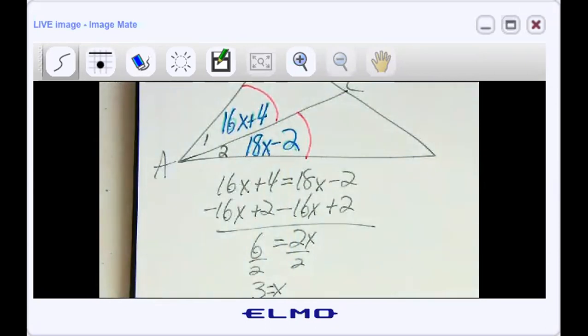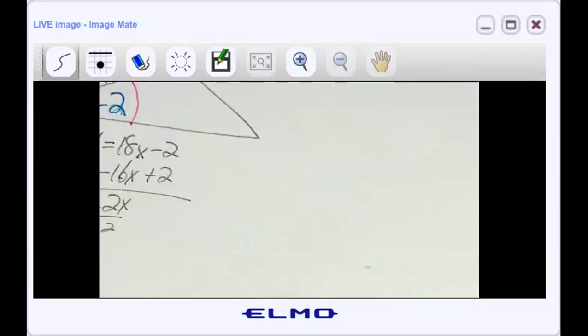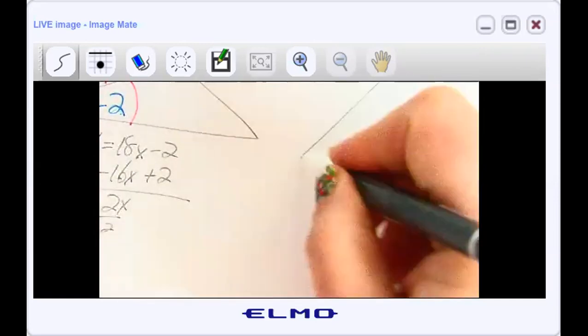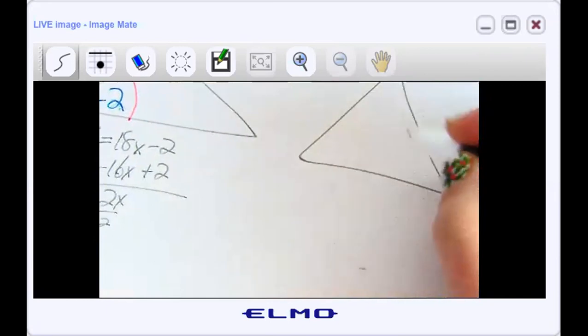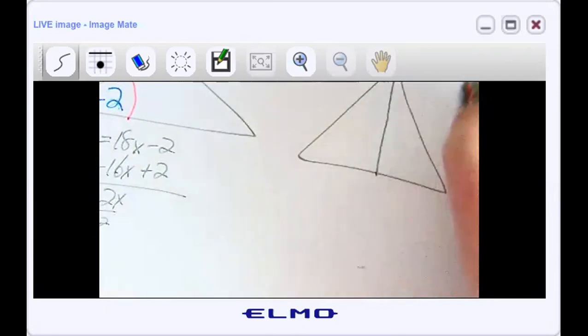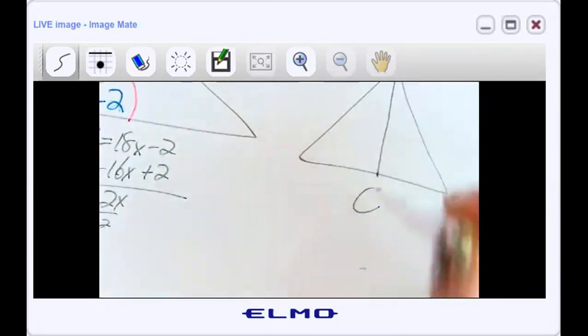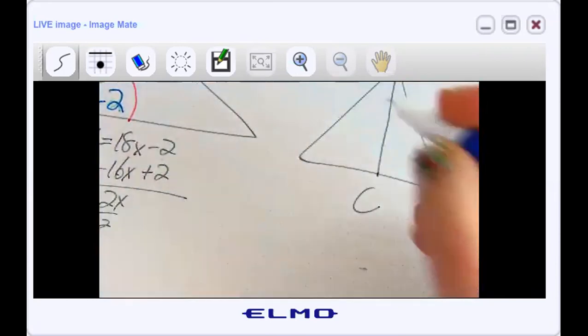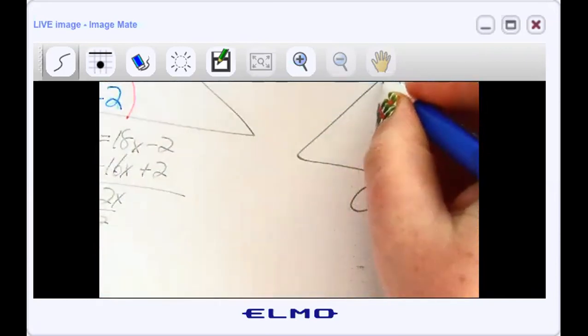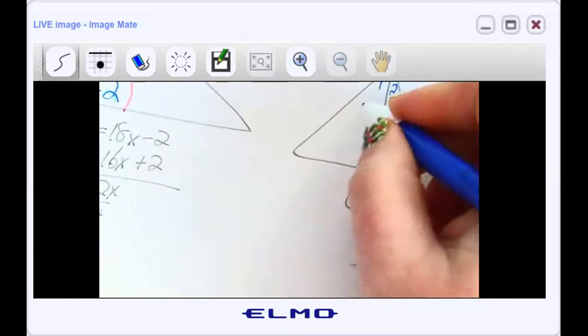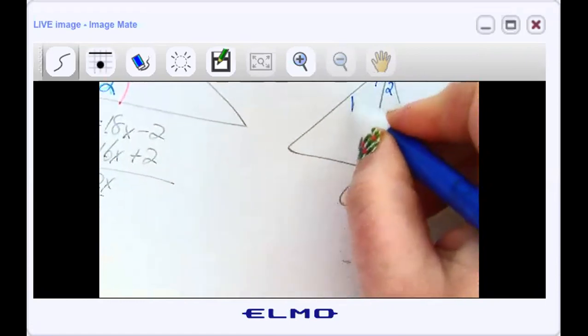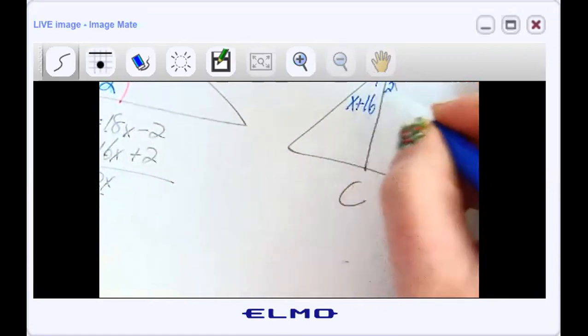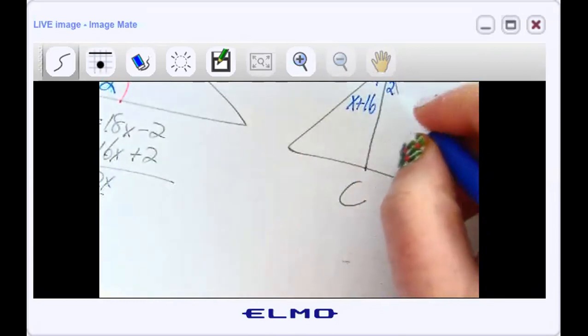Okay, let's try another scenario. This time, here's angle 1 and angle 2. Angle 1, let's have it be x plus 16. And angle 2, 3x minus 2.